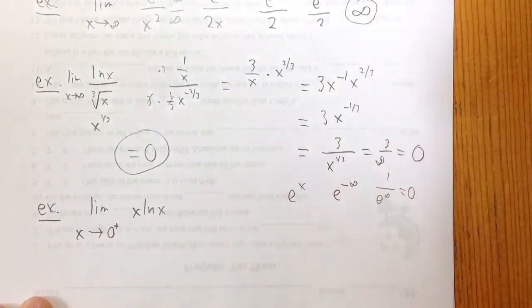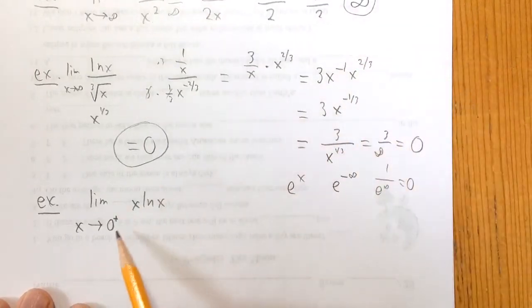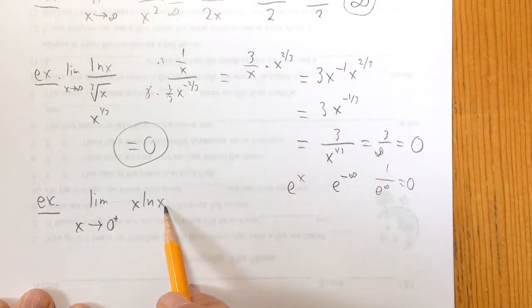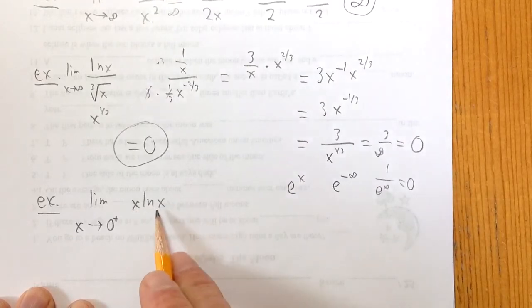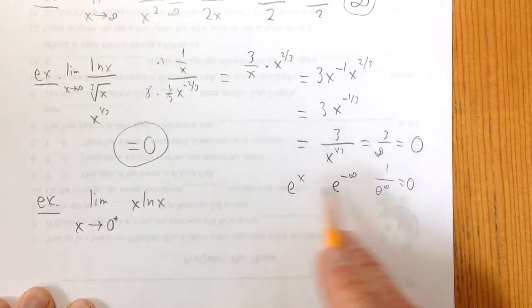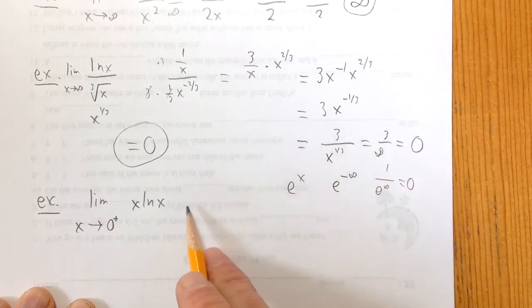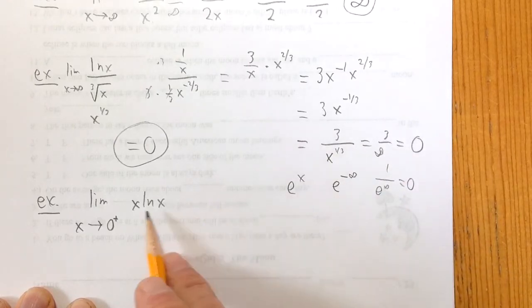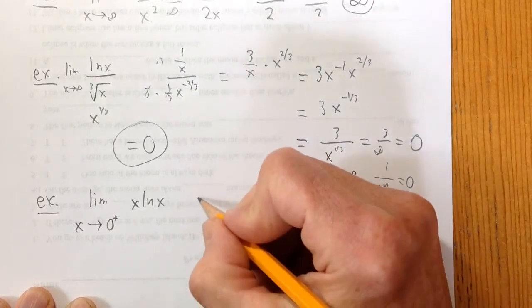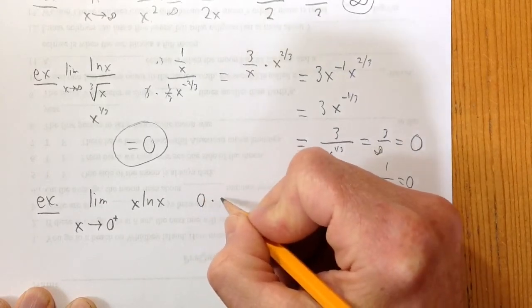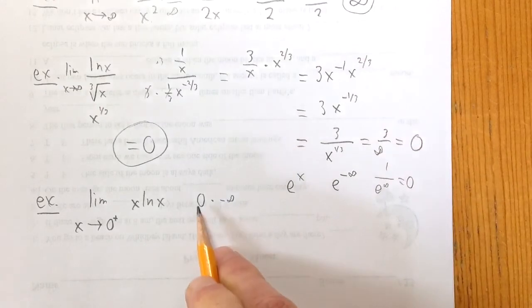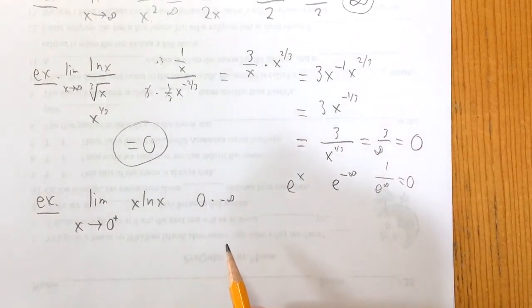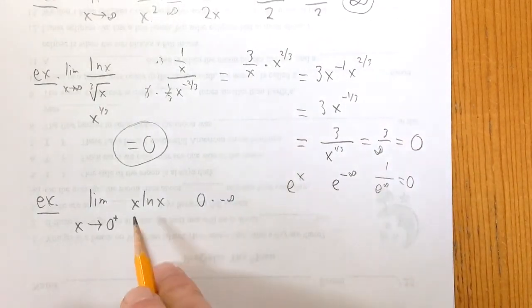So you would say DNE and be done, but that's too easy. So we're going to put it from the positive side, so x is always positive. As we go smaller and smaller, what happens? Well, ln of 0 is negative infinity. And x is 0. So here we have a 0 times negative infinity. That's one of the ones we don't know the answer to. Which one wins, the 0 or the negative infinity? So we got to do some work.